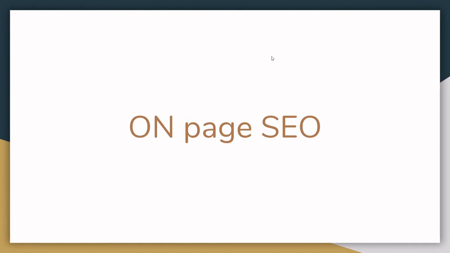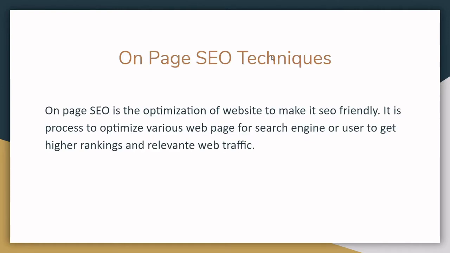So first, let's start with what is on-page SEO. On-page SEO is the optimization of a site to make it SEO friendly. It's basically the process to optimize or customize your page to make it easy for search engines. Basically, if your pages are interlinked and on-page SEO is perfect, then your chances are higher to rank on related keywords, which generates highly targeted traffic for you.